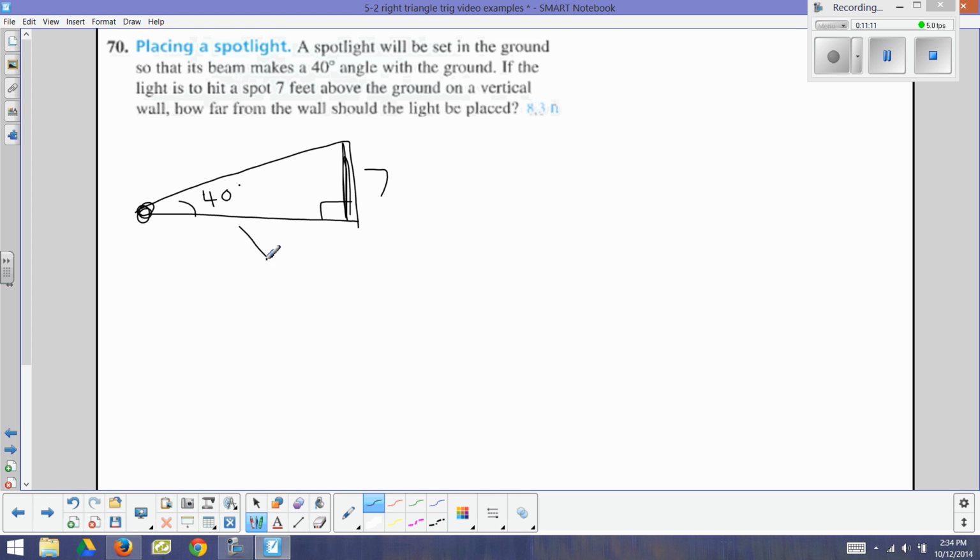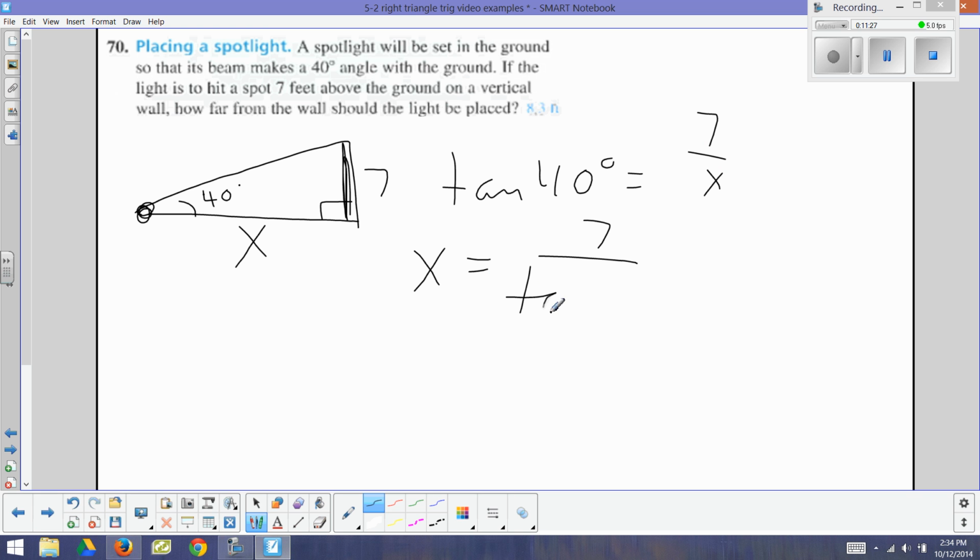How far from the wall? X is what I want to find. So again, opposite and adjacent is tangent. So the tangent of 40 degrees is equal to opposite over adjacent. So X is equal to 7 over the tangent of 40 degrees.